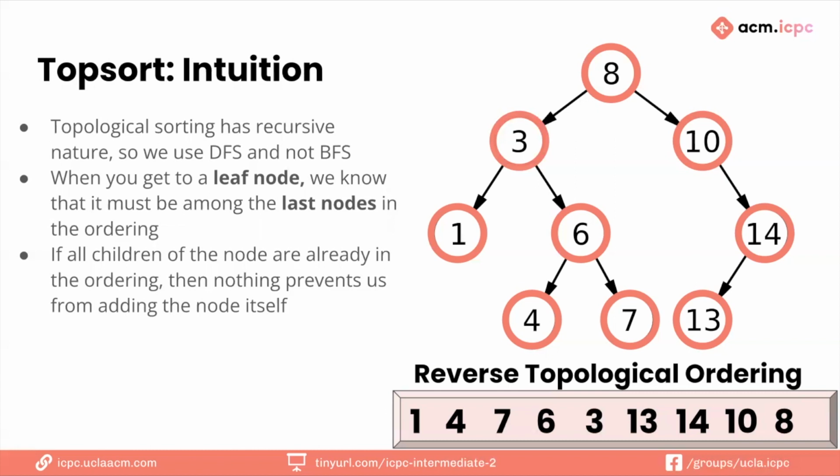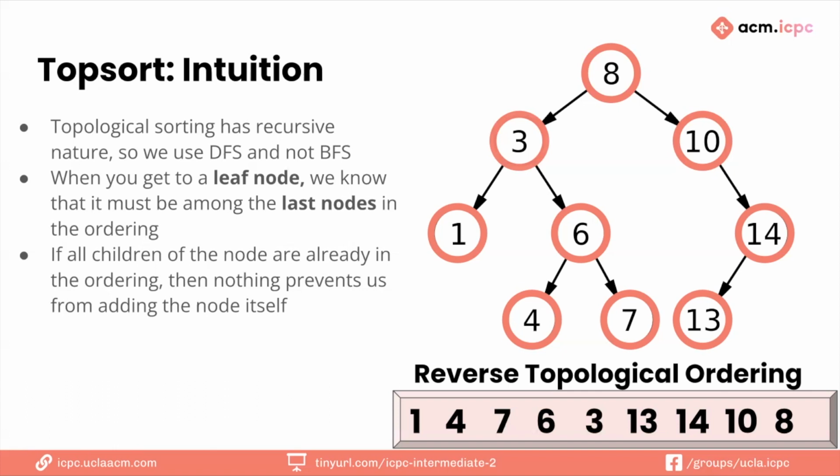As you get to a leaf node, we know that it must be among the last nodes in the order. Indeed, a leaf node has out degree 0. So there are no potential nodes that will have an arrow pointing from the leaf node to them, meaning that they can go anywhere in the ordering, might as well go at the end. So we can safely add them to the ordering.